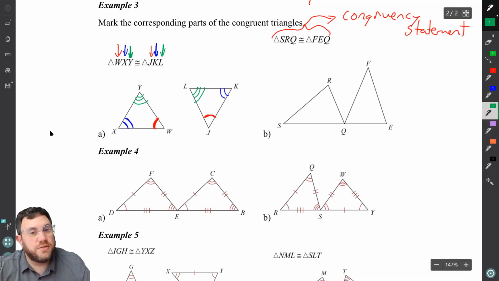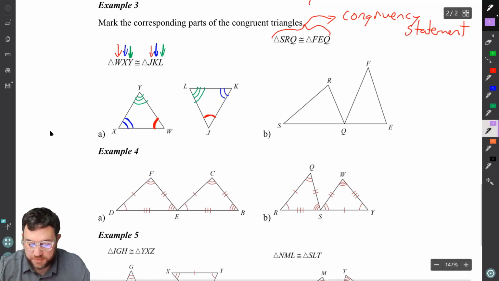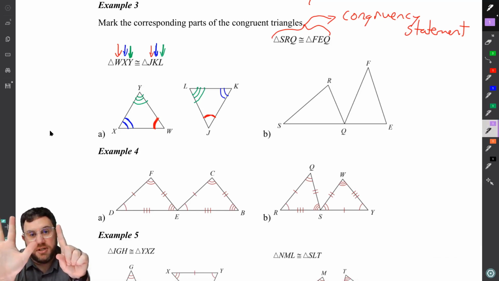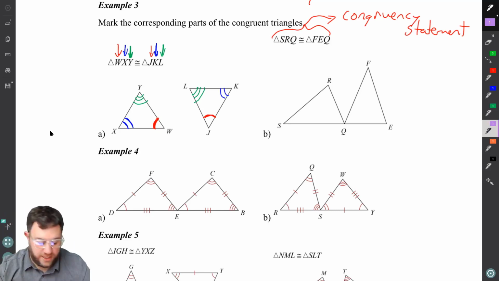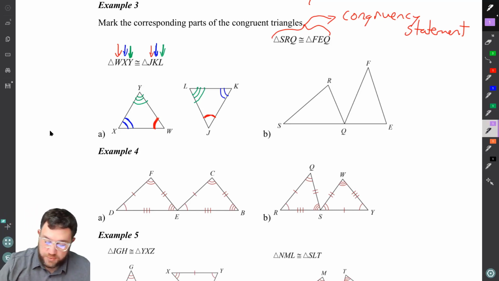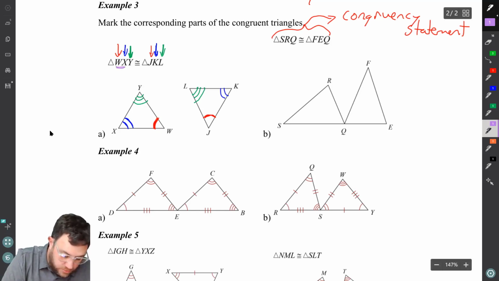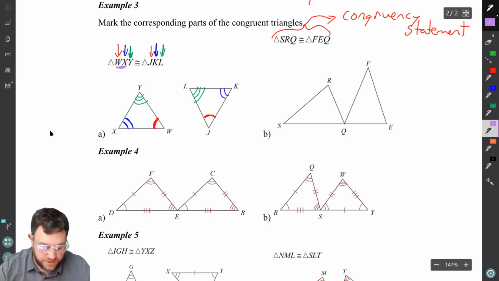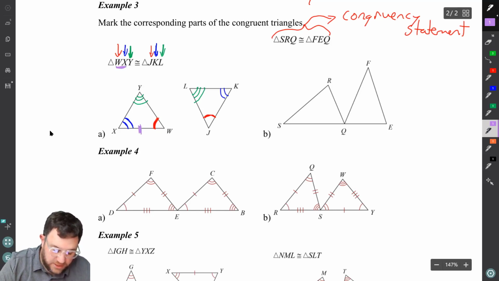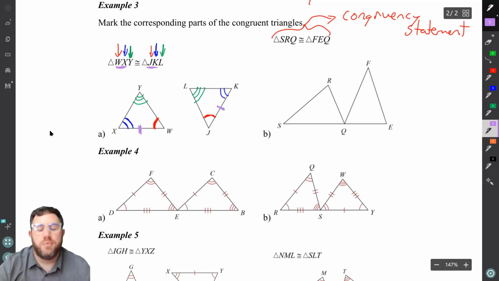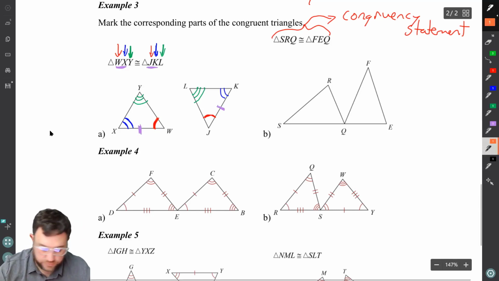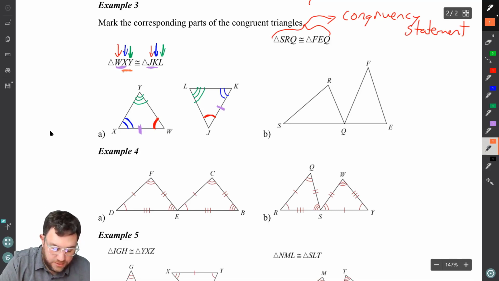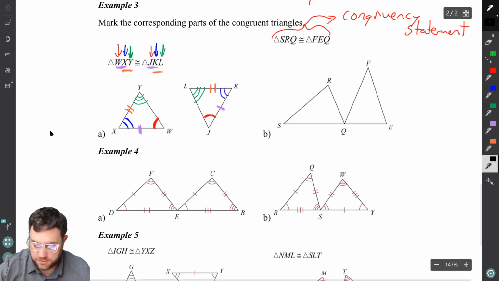Now, just doing the angles is not enough to show all of our corresponding parts. We have 6 corresponding parts, 3 sides and 3 angles. So when we look at our sides, we look at the first 2 letters, WX. That's going to be this side down here, and it corresponds to JK. So we've got 1 hash mark on JK. XY, that gets 2 hash marks. It corresponds to KL. So that one gets 2 hash marks.